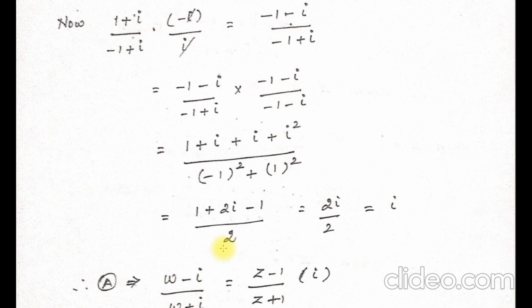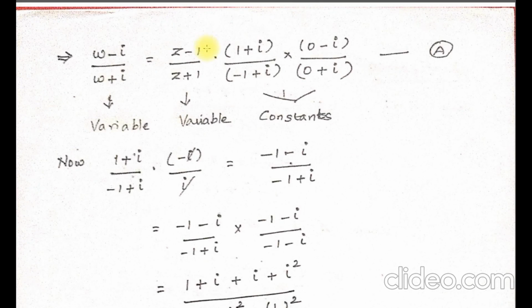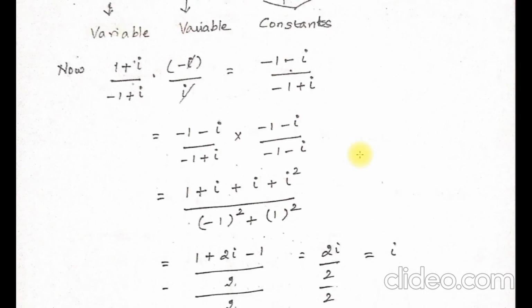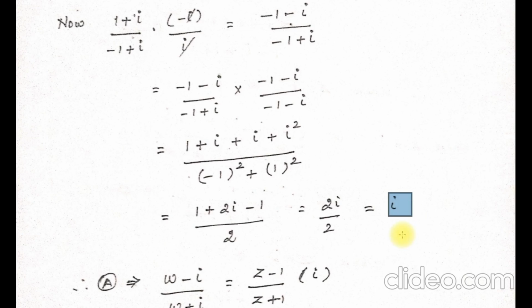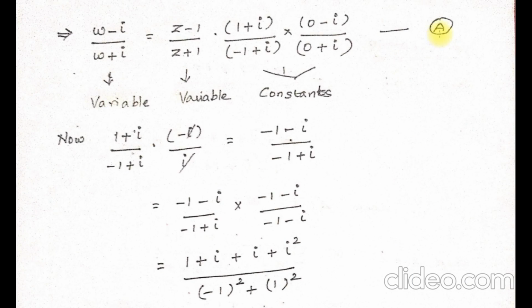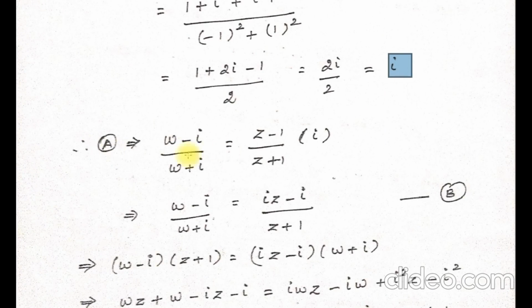i square value is minus 1, so 1 plus 2i minus 1 by 2 equals 2i by 2, which is i. So this term is simplified as i. So I am substituting in equation A, so that it will become w minus i by w plus i equals z minus 1 by z plus 1 into i. Then what is the procedure?